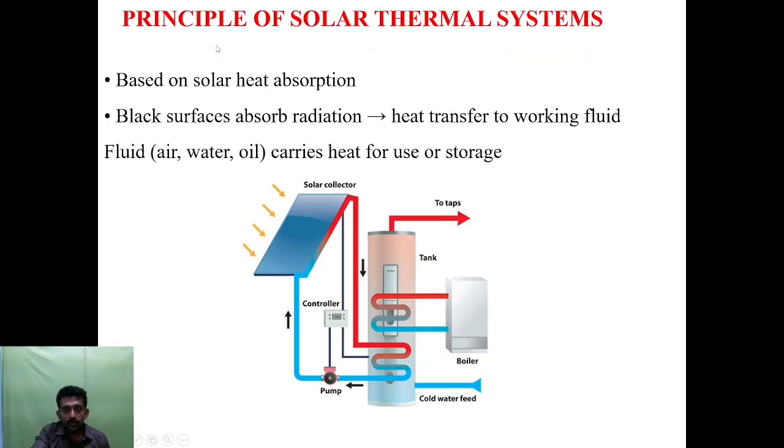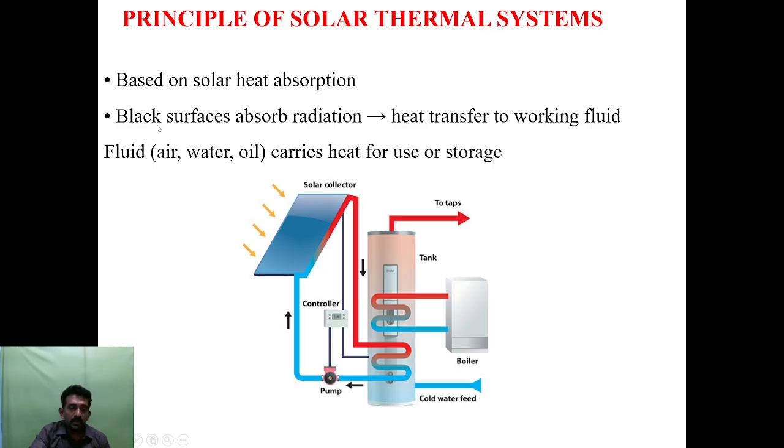So, the principle of the solar thermal system. This is based on solar heat absorption. Heat from the sun is absorbed and then used for heat transfer. The heat is further transferred to the working fluid, which then carries the heat for human applications or any other industrial applications.